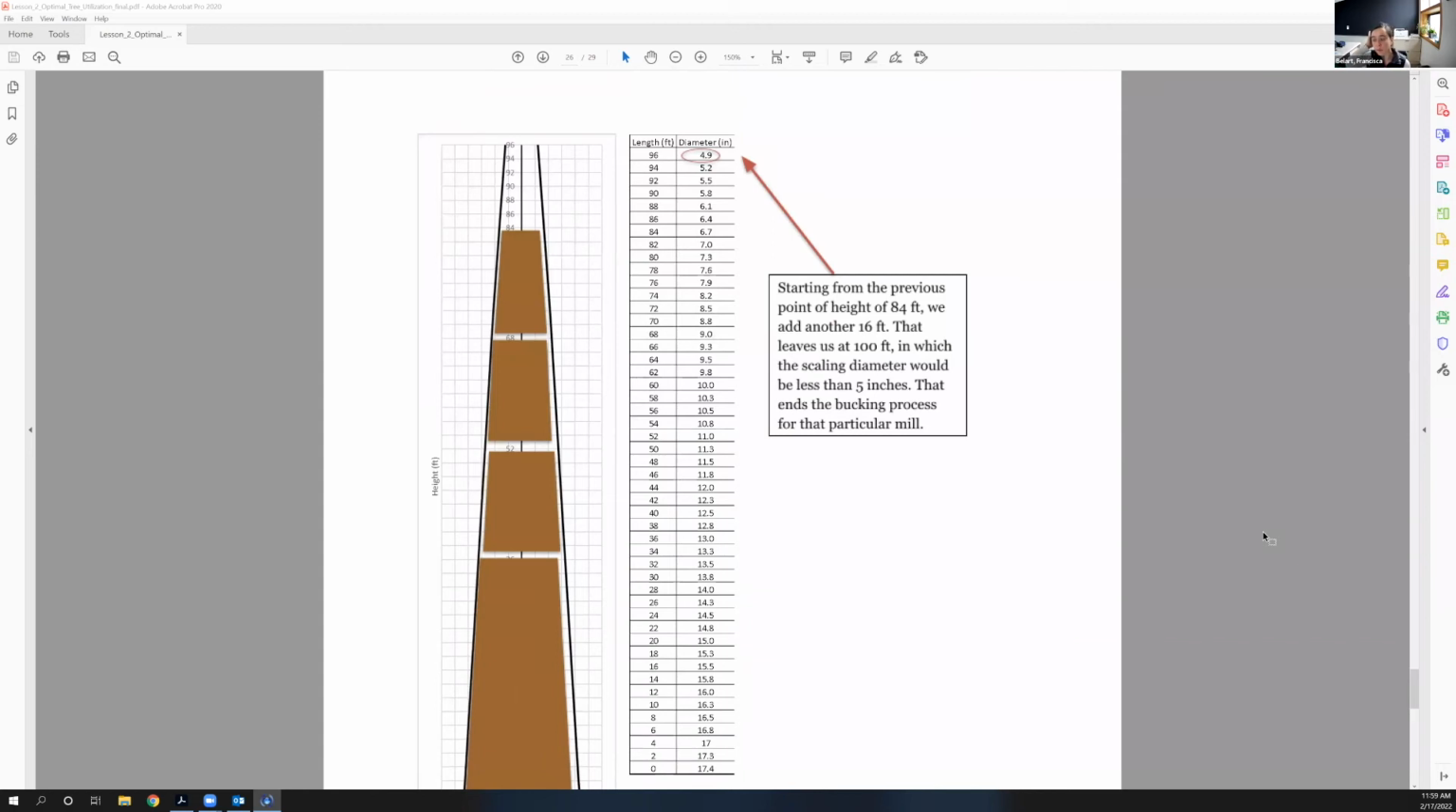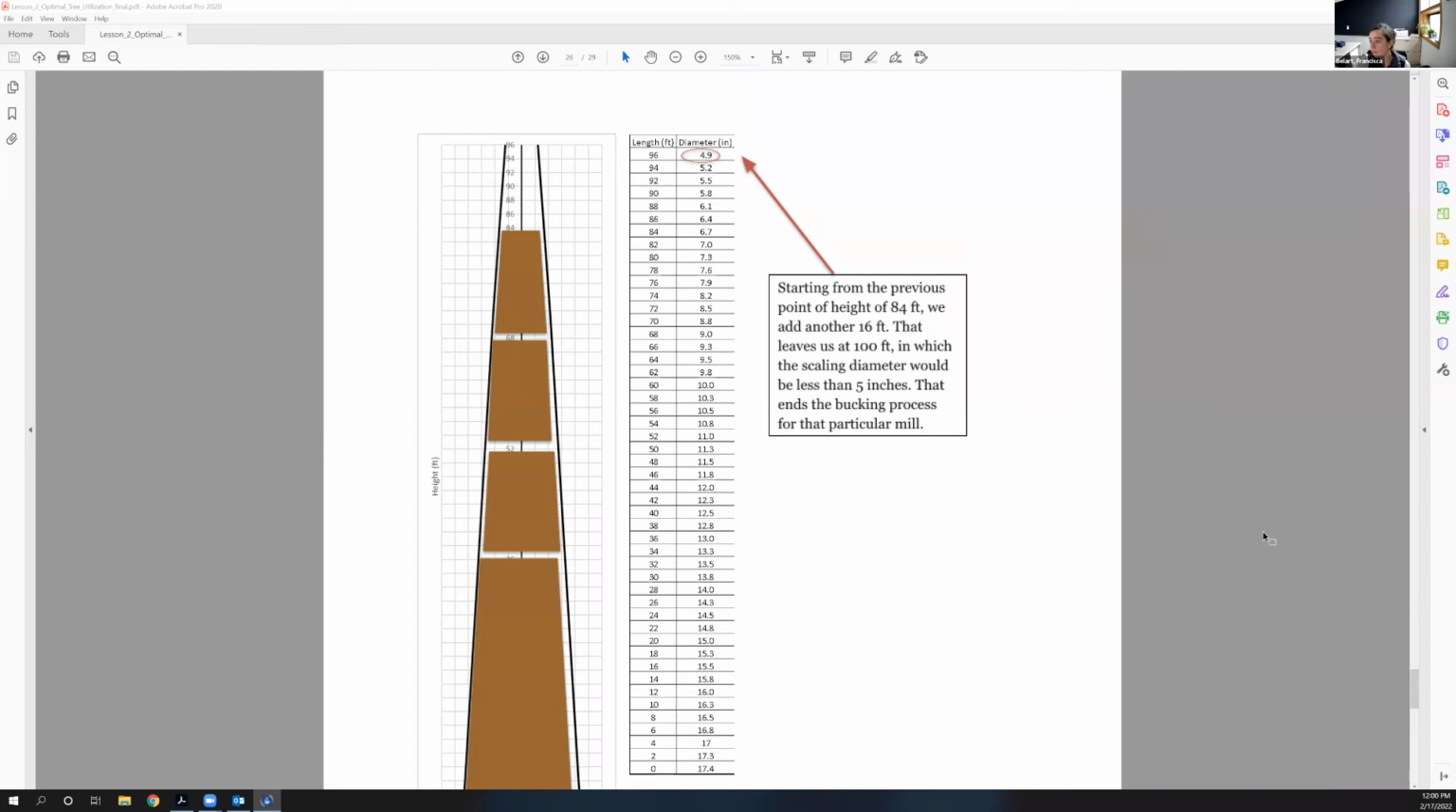So from the previous point, we were at 84 feet, sorry. So we add another 16 feet. Can we get one more small log? And that leaves us at 100 feet. But for this tree, our diameter at 96 foot is 4.9, which means we are below the threshold of the small end diameter for the small log for this particular sawmill, which means they would not accept that log, okay?